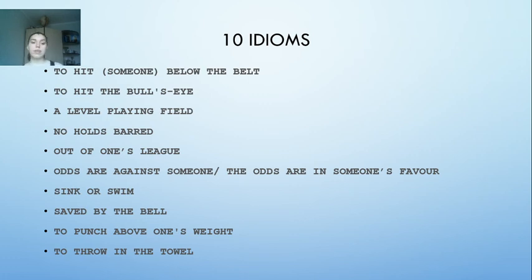The next one is to punch above one's weight. We can use it not just in sport, but also if we speak about some small company or even a country that has really big opportunities, big benefits or profits. In Ukrainian, that means грати в вищій вазі, тобто боротися в вищій вазі. For example, our small country punches above its weight on the international level. Наша маленька країна бореться на міжнародному рівні.